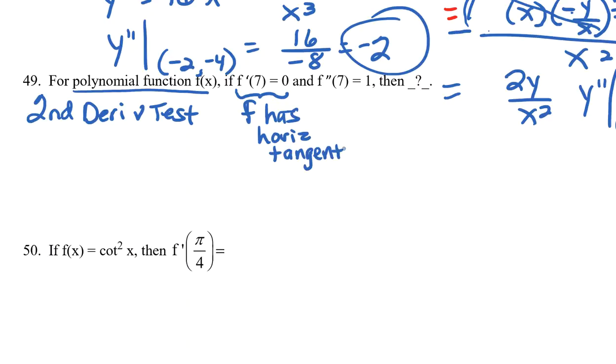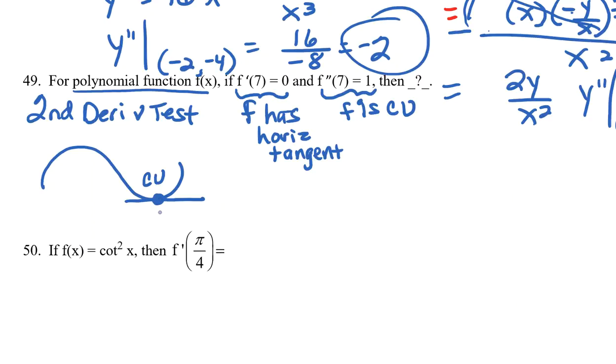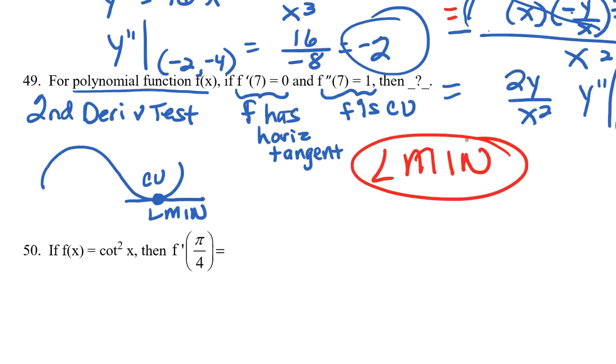And the second derivative at 7 is positive 1, so that tells us that f is concave up at that point. So remember our little shape here? If we have a horizontal tangent in a concave up section, then we must be at a local minimum. So the answer that fills in the blank here is local minimum. It could be a global minimum, but of course we don't have enough information for that.